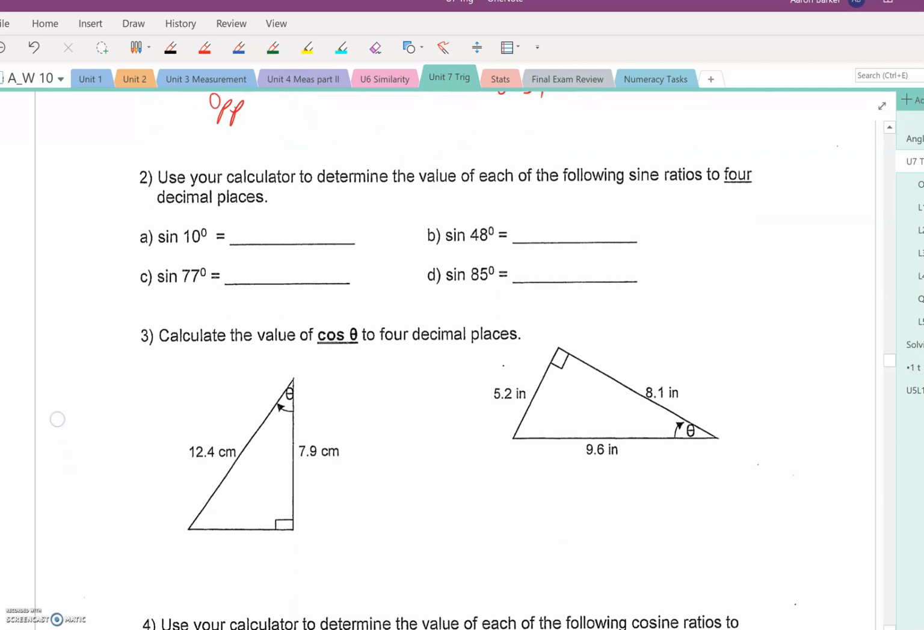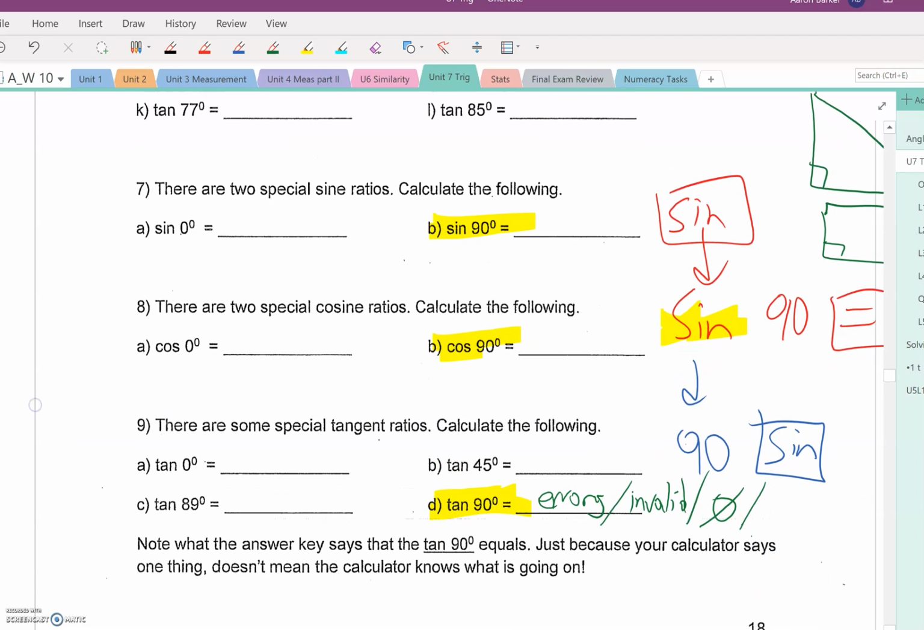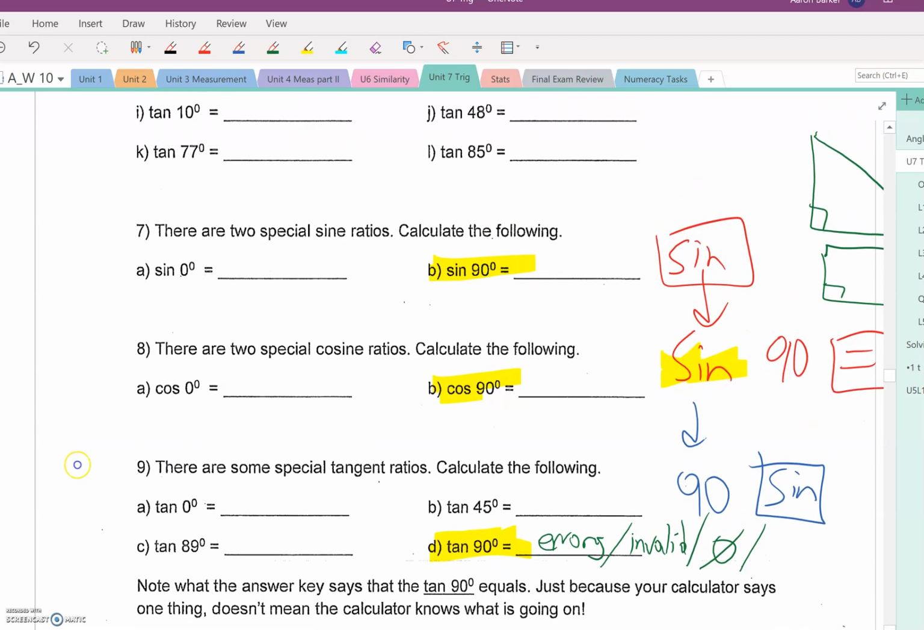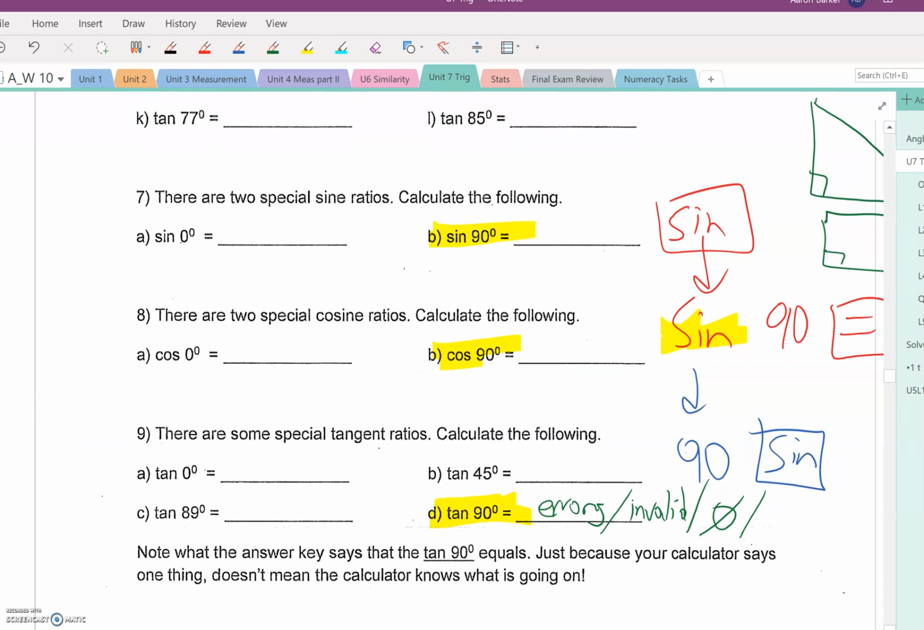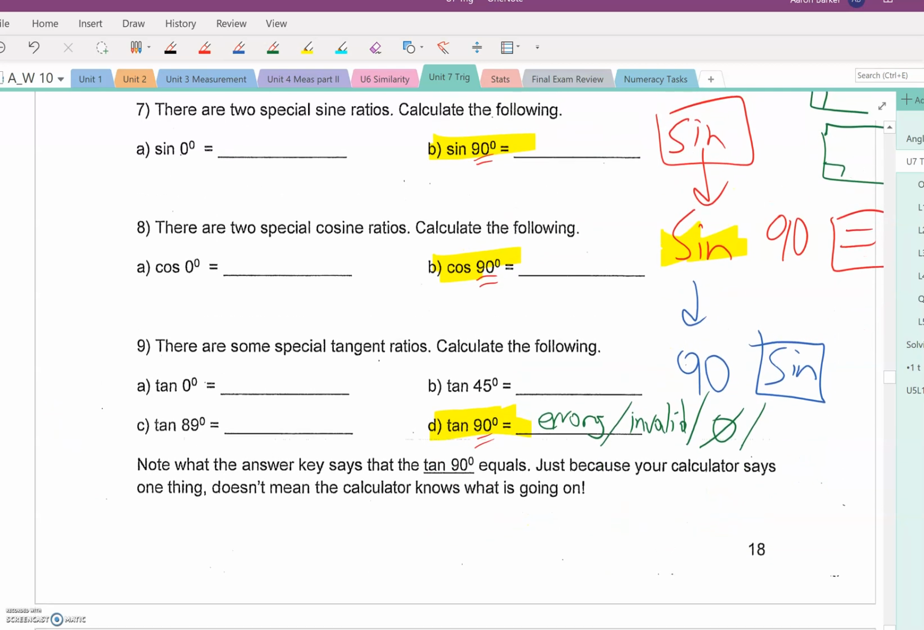Then you're just using your calculator, then you're doing cosine, then using your calculator, using tangent, using your calculator, and it's a bit of a mix-up. Now these ones here are special, and that's because it's 90 degrees. So be careful with that. All right, good luck.